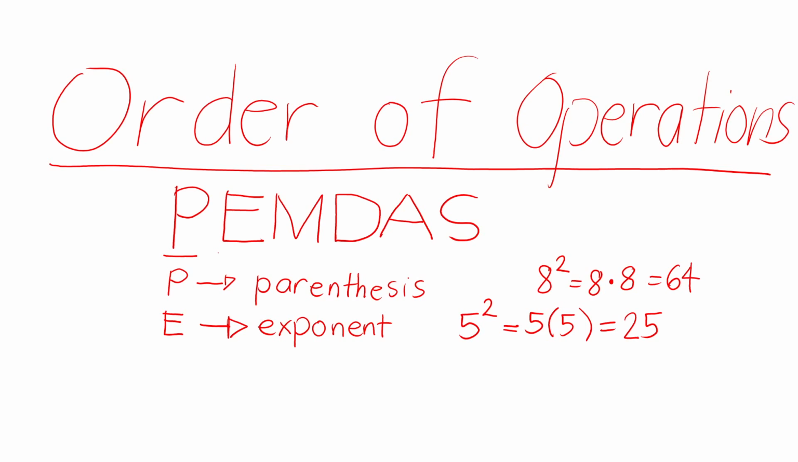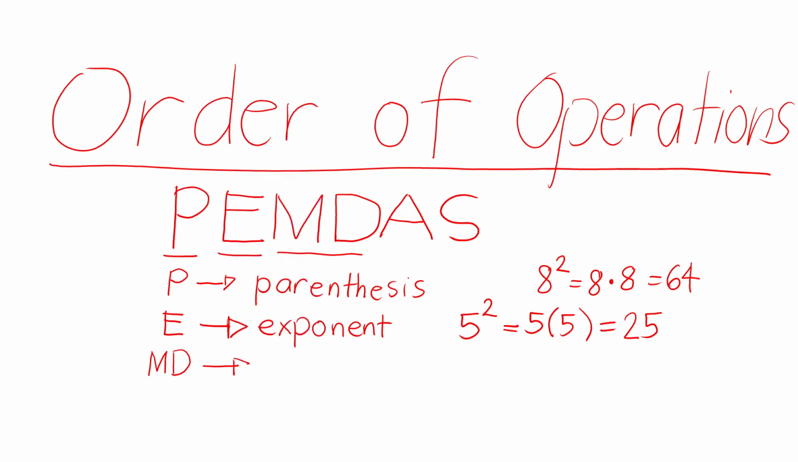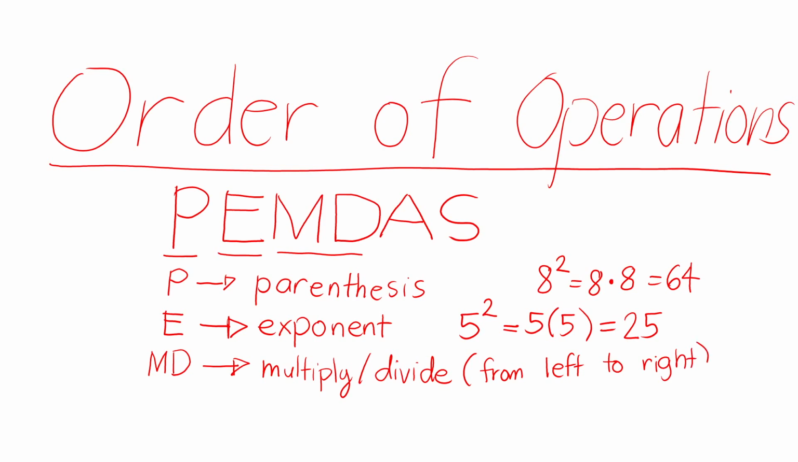Next, we're done with letter E. Let's go to MD. I will not do multiplication first and then division. MD is done whatever comes first from left to right. Again, you multiply or you divide from left to right. From left to right, right?